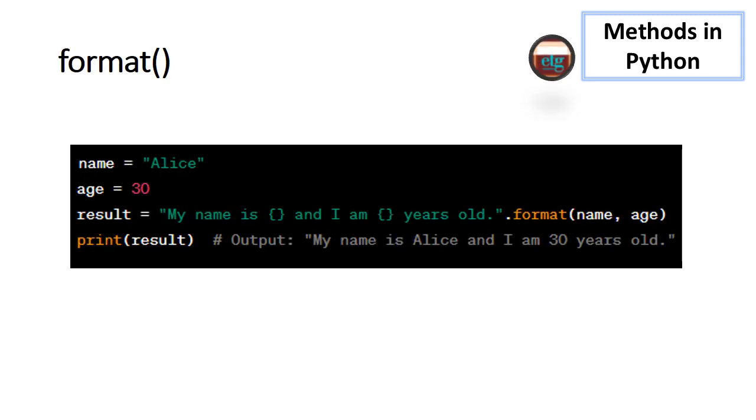Format. Formats a string by replacing placeholders with values. In the below example, observe the usage of curly braces and how the variables name and age are being rendered at runtime.